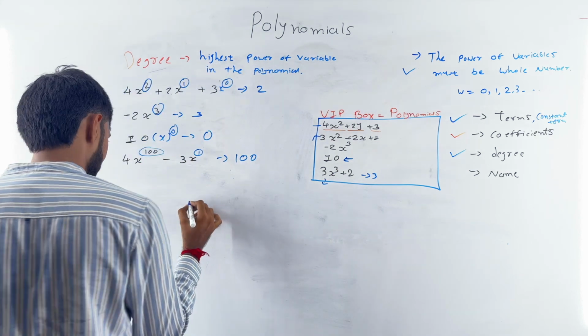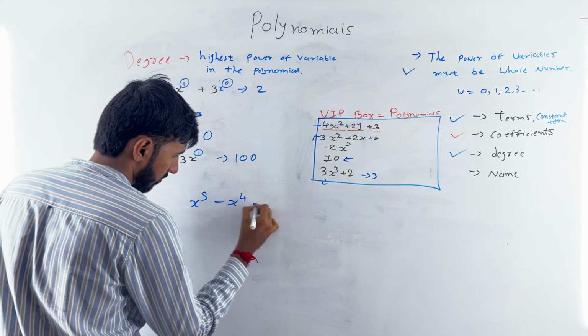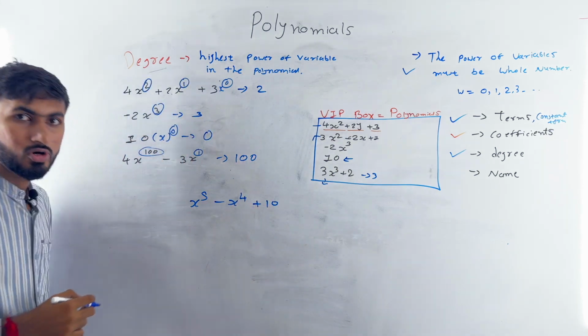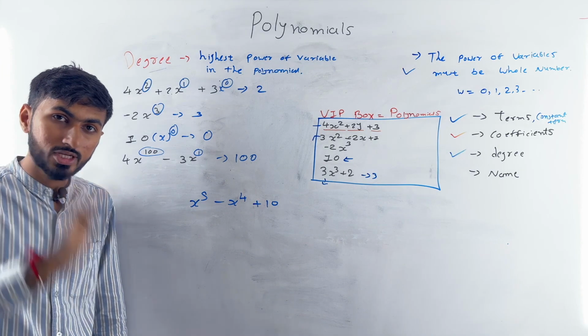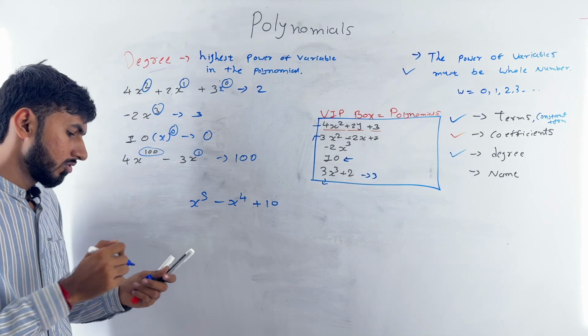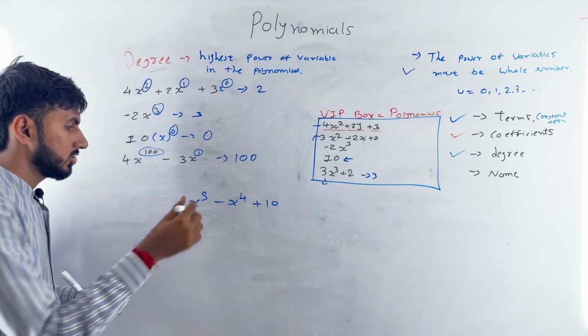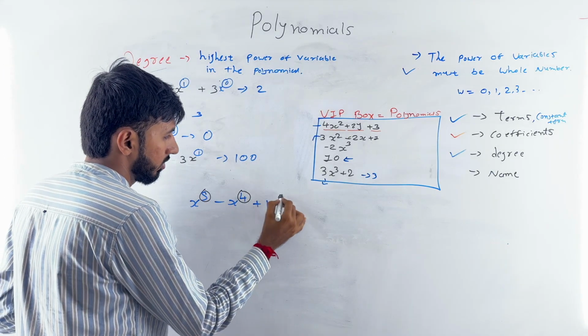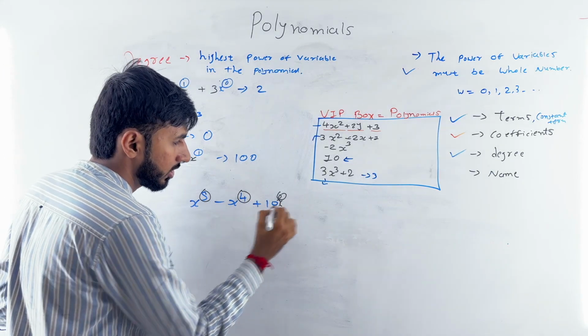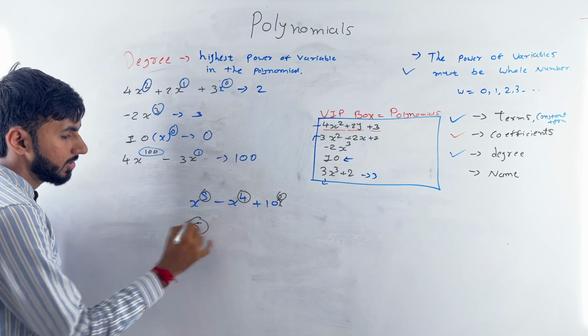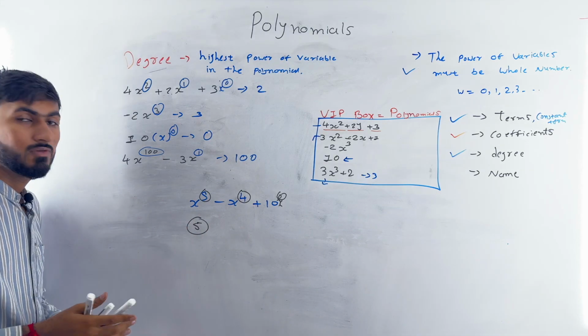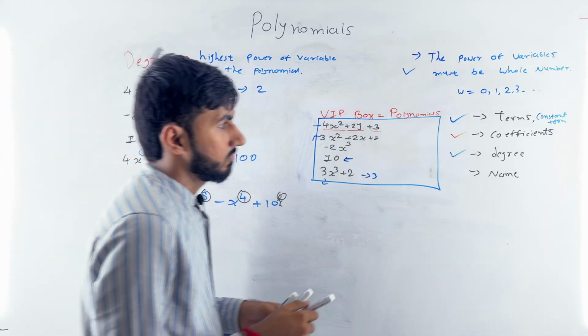The question will be like x power 5 minus x power 4 plus 10. Find the degree of this polynomial. You just have to check what is the highest power of the variable. Here I have 5, 4 and 0 as a power, x power 0, right? So my answer will be 5 for the degree. The highest power will be my answer. So we have learned what is degree.